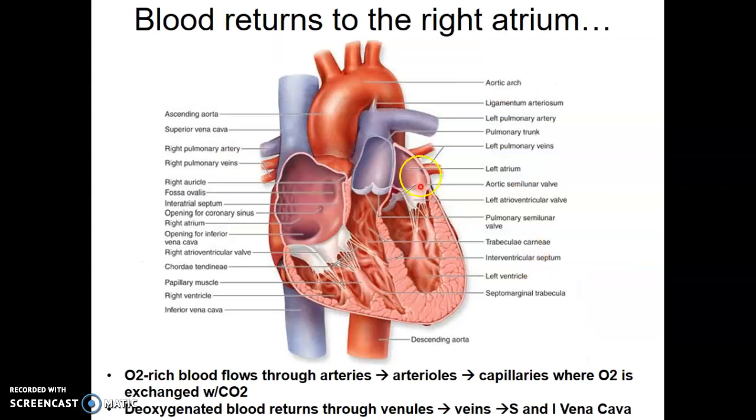So our blood goes out to the body, goes through the arteries, the arterioles, the capillaries, venules, comes back through the veins, and flows right back into the right atrium. So now we've got the whole cycle of blood through the body, amazingly.